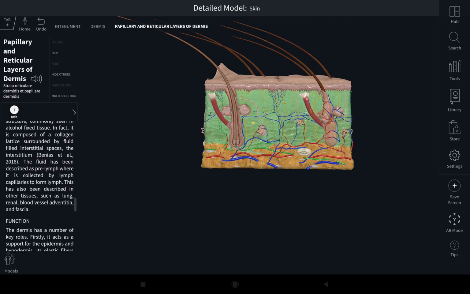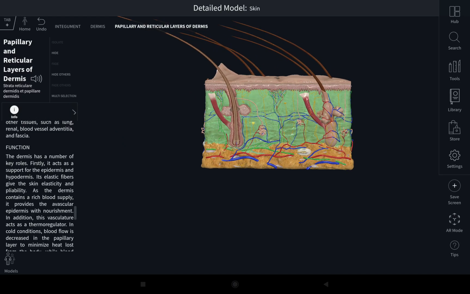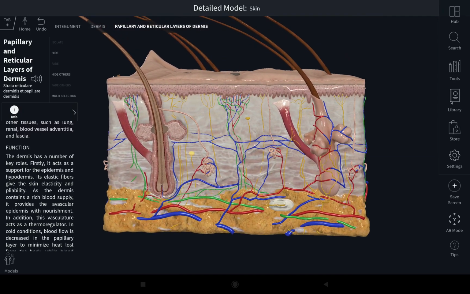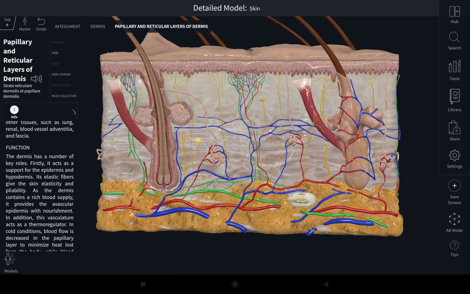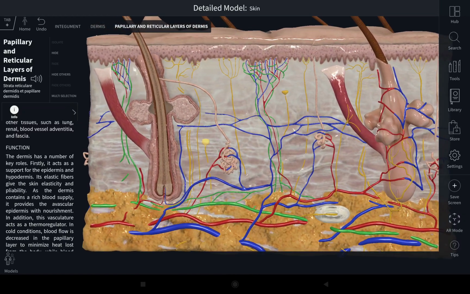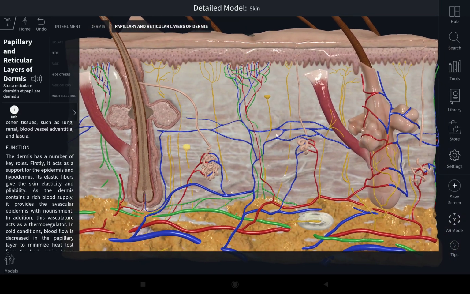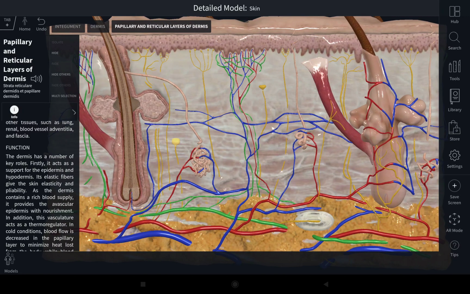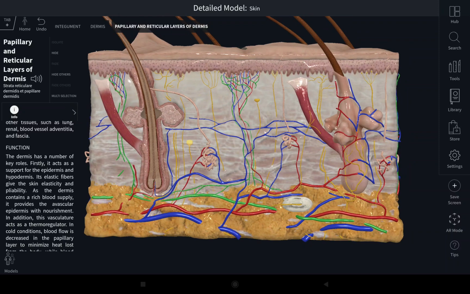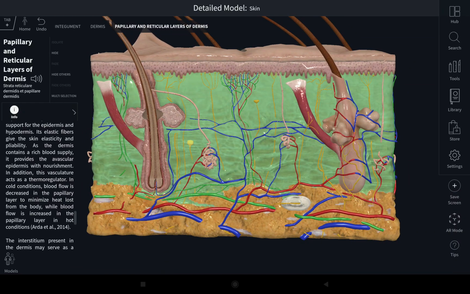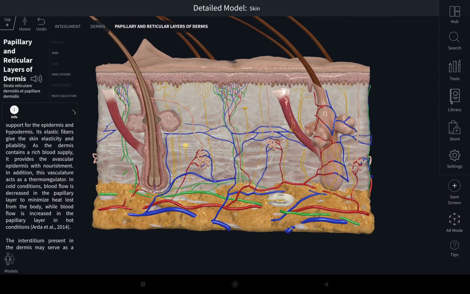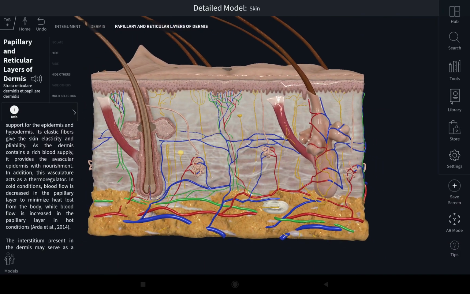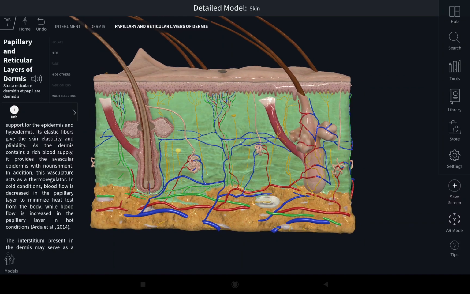Function: the dermis has a number of key roles. Firstly, it acts as a support for the epidermis and hypodermis. Its elastic fibers give the skin elasticity and pliability. As the dermis contains a rich blood supply, it provides the avascular epidermis with nourishment. In addition, this vasculature acts as a thermoregulator. In cold conditions, blood flow is decreased in the papillary layer to minimize heat loss from the body, while blood flow is increased in the papillary layer in hot conditions.